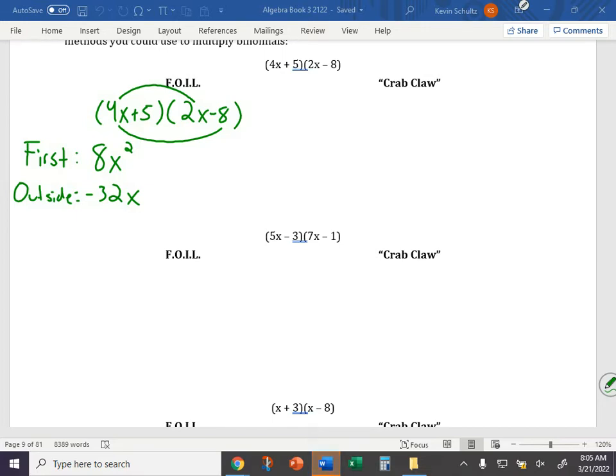What do you suppose the I stands for? Inside. That is correct. So now we go over to that 5. We're kind of done with the 4x there. We've multiplied that by both 2x and negative 8. We're doing the same thing with the 5. 5 times 2x is 10x. And the L stands for Last. We're going to take that 5 and multiply it by negative 8, which gives us negative 40.